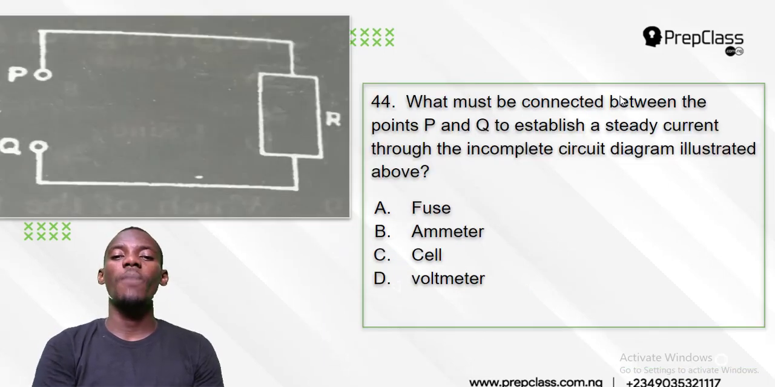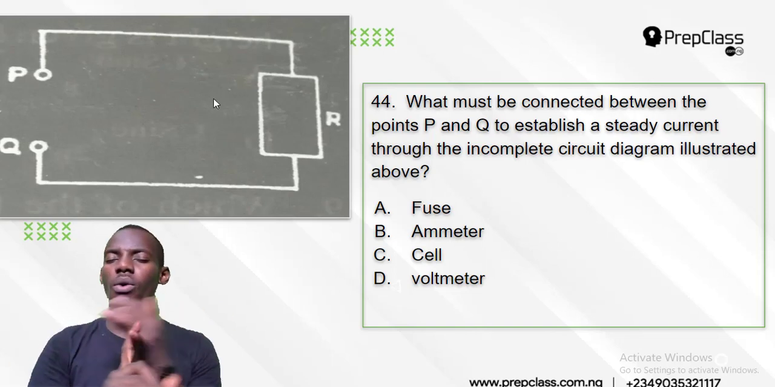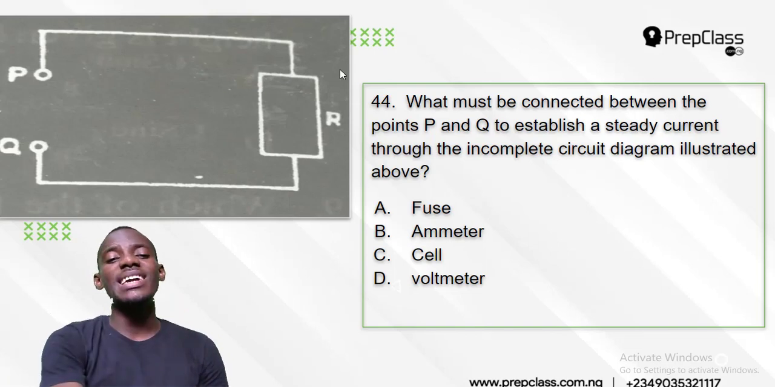Let's check out number 44. What must be connected between the points P and Q to establish a steady current through the incomplete circuit diagram illustrated above? Now, what does this drawing need to be complete? What will you put here? Every circuit needs something. One, wire. Two, this one has a resistor.